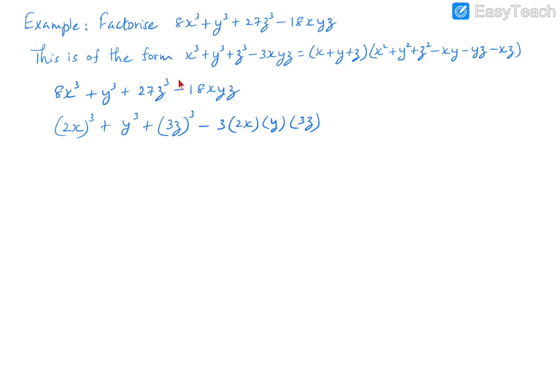So now let's see, when we multiply this term, we get the same minus 18xyz. So we have 3 into 2, 6 into 3, 18. 6 into 3 is 18. So minus 18 into x into y into z. So it's minus 18xyz. Okay.